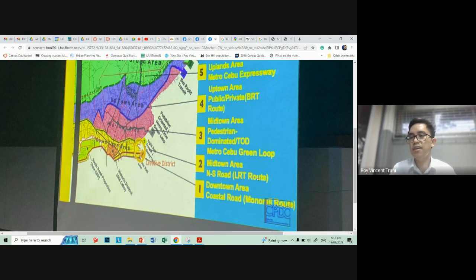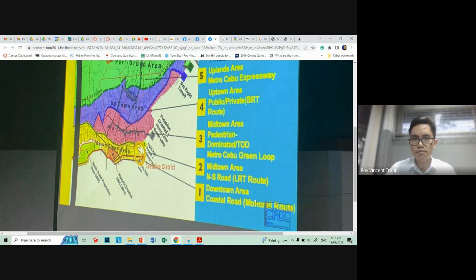So talking about what Sir Eli mentioned about mass transportation, they're still planning a light rail route. What is the difference between light rail and heavy rail? The railway is smaller. I think I mentioned this last week. And then finally in the downtown area, a coastal road or monorail route.